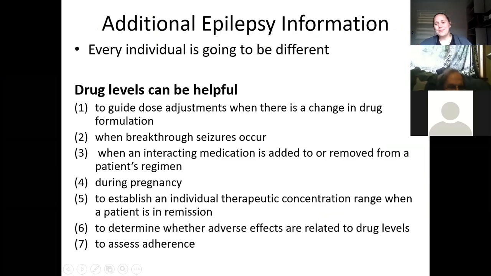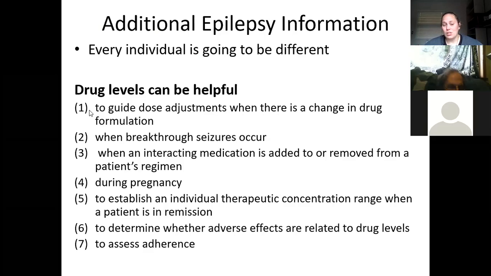Okay, so as we're going over epilepsies, I can come back to that theme that everybody is going to be different. And when you're prescribing these particular anti-seizure medications, it's important to recognize that you're going to have to generate a guided dose, with dose adjustments when there is a change in drug formulation.